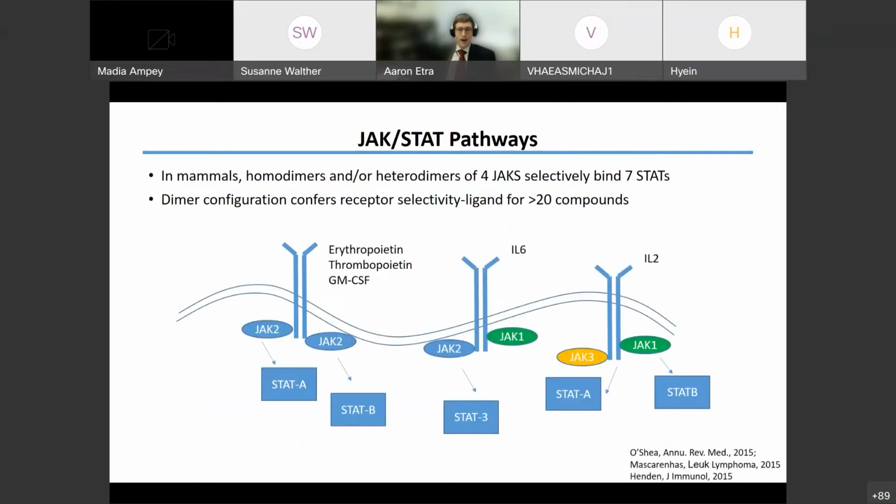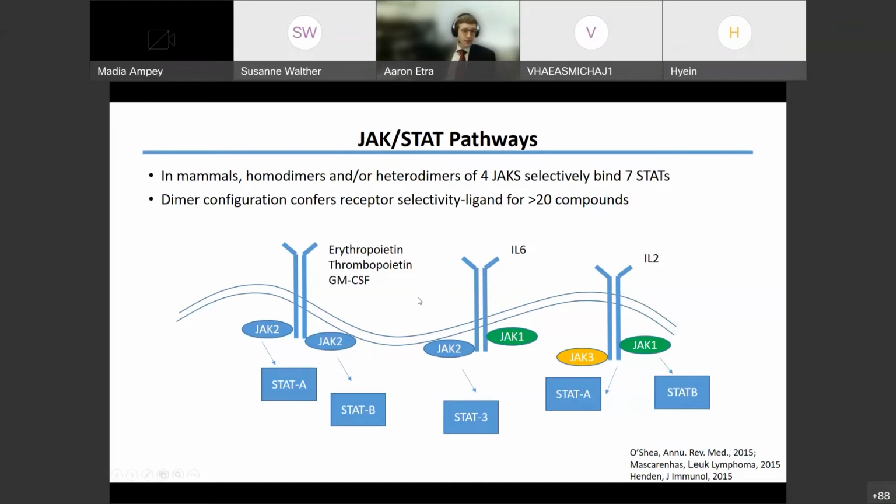But what I'll talk about next is a pathway which is especially relevant, that is super relevant, in the graft versus host disease space, because it's one which has given us the first approved treatment for steroid refractory GVHD ever, actually. So the JAK-STAT pathway generally. In mammals, homodimers and or heterodimers of 4 JAKs selectively bind 4 downstream STATs, which in turn affect cell signaling. Dimer configuration confers receptor selectivity, and over 20 compounds use this system, and that's certainly very notable.